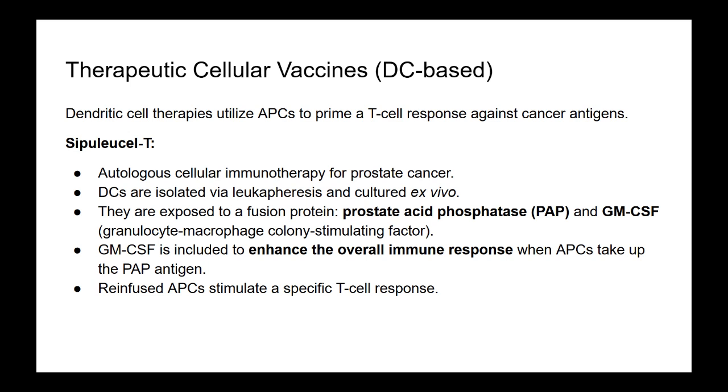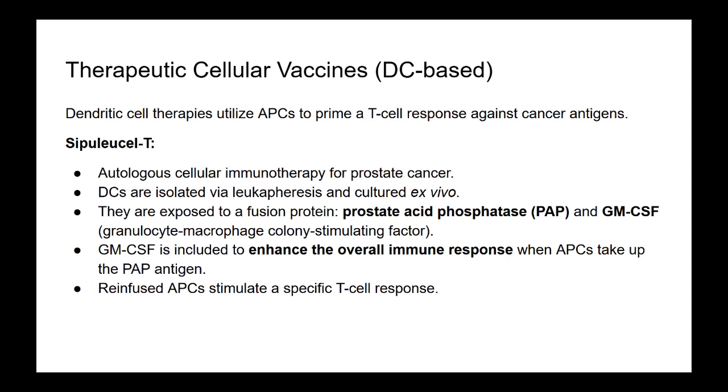These cells are then cultured ex vivo with a special fusion protein. This protein consists of prostatic acid phosphatase, PAP, an antigen commonly found on prostate cancer cells, fused to granulocyte macrophage colony stimulating factor, GM-CSF, which is an immune stimulant that helps activate DCs. So you're loading up the patient's APCs with the target antigen.